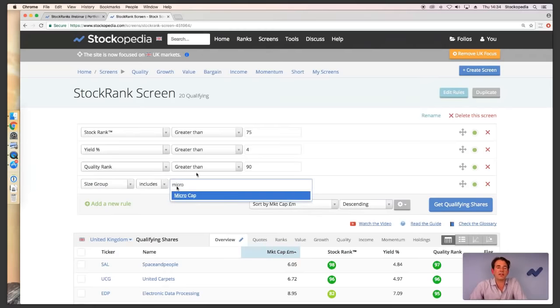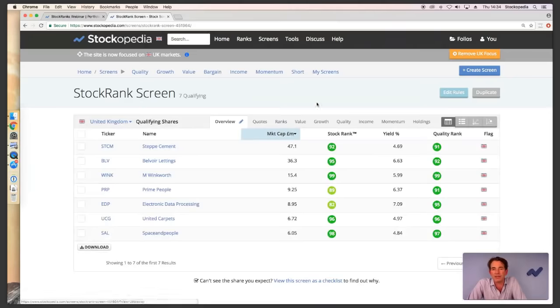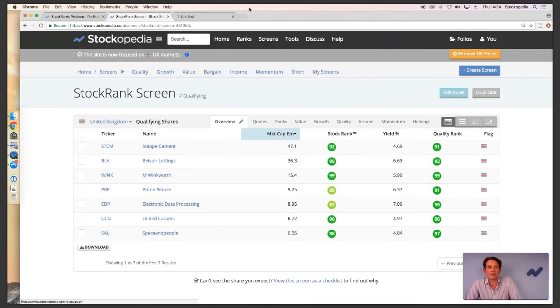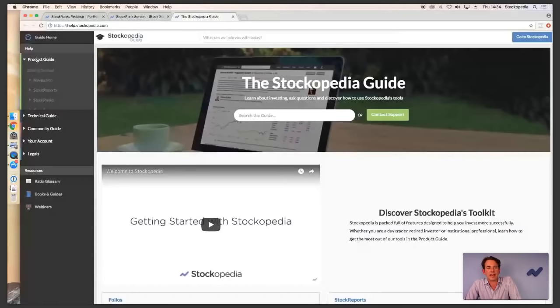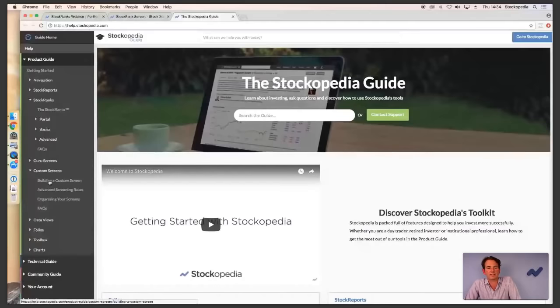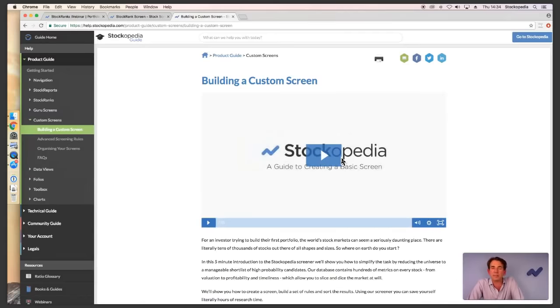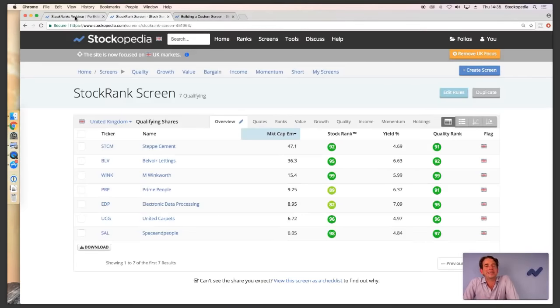Now, there are other videos and webinars about how to use the screening feature. And you can, of course, go and dig through those in the guide at any time. If you want to get to the guide, go up to help and go read the guide. The area you want to go to is the product guide. And you'll find all kinds of very full pages on custom screens, guru screens, etc. And you can normally find a little video here which will help you, which is a much shorter period of time than giving up an hour and a half of your day to listen to Ed on a webinar. So anyway, that's the important point for that.